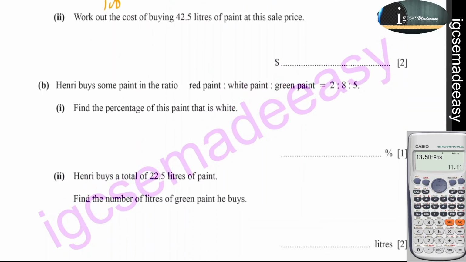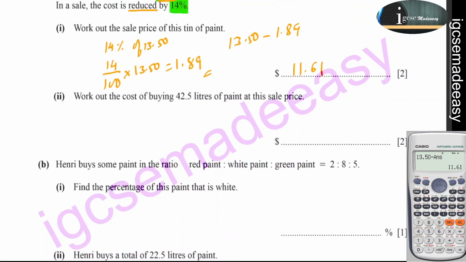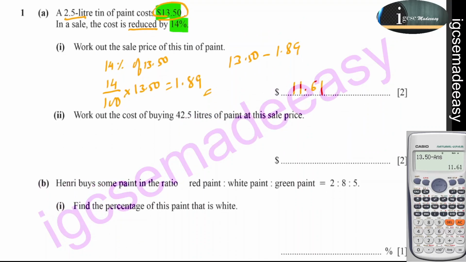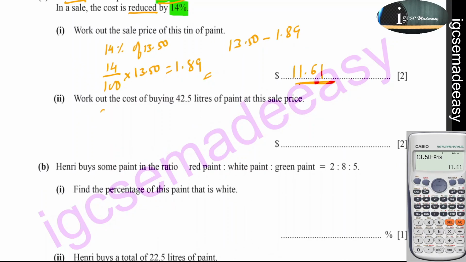So let's do the next part. Work out the cost of buying 42.5 liters of paint at this sale price. So we know that at the sale price, 2.5 liters of paint is sold for 11.61. We have to find out how much 42.5 liters is sold for. So we can cross multiply. x will be equal to 11.61 times 42.5 divided by 2.5.